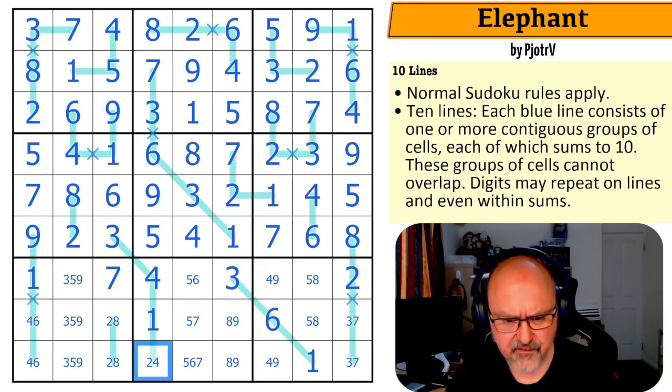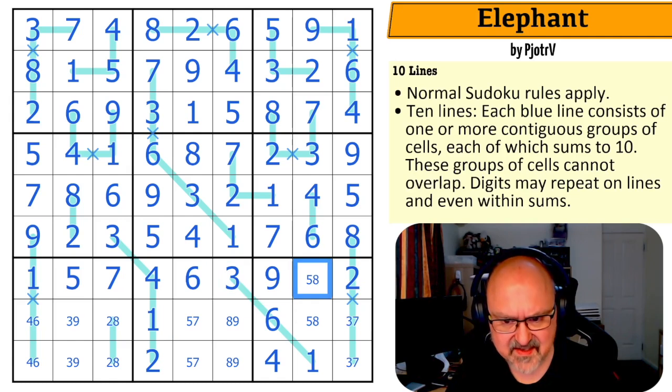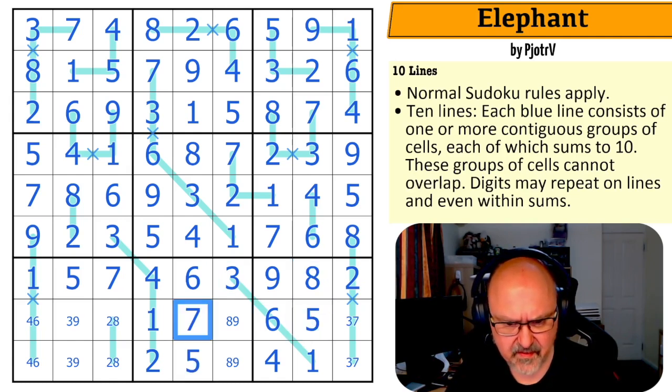The 2 makes that the 4 and that the 2. That makes that the 9 and that the 4. The 9 comes out of here. The 3 makes that the 5 and the 5 comes out of those. The 5 makes that the 6, which takes the 6 out of there. Makes that the 8 and that the 5, which makes that the 7 and that the 5, which makes that the 3 and that the 7.